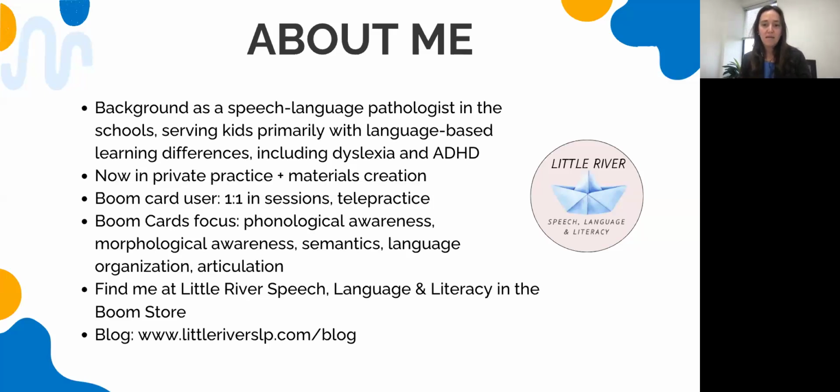I didn't just want to make decks to target very specific skills, although I find there's value in having a hyper focus on a particular skill that you can find with Boom decks. But I wanted to think about how we could generalize what we do into the classroom.